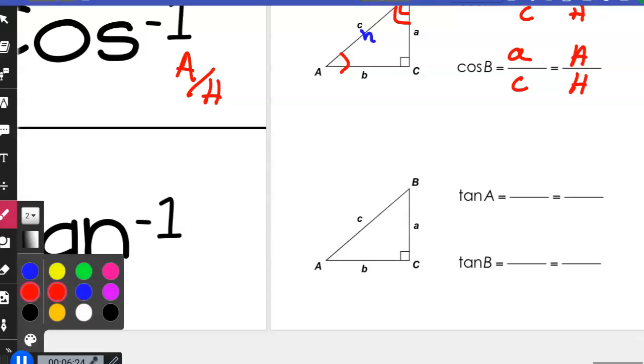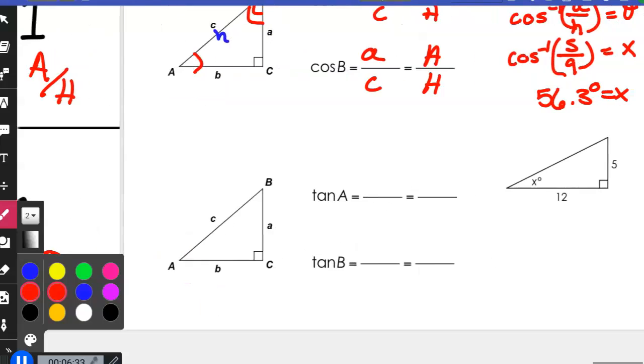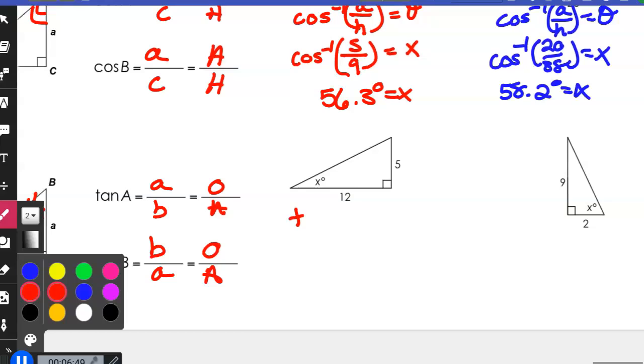Okay, last one is tangent. It works exactly the same way, except we're going to do opposite over adjacent, SOHCAHTOA. So you still use that to remember. Opposite over adjacent, opposite over adjacent. So tangent of A is a over b. Tangent of angle B is b over a. The equation is inverse tangent of opposite over adjacent equals the angle.